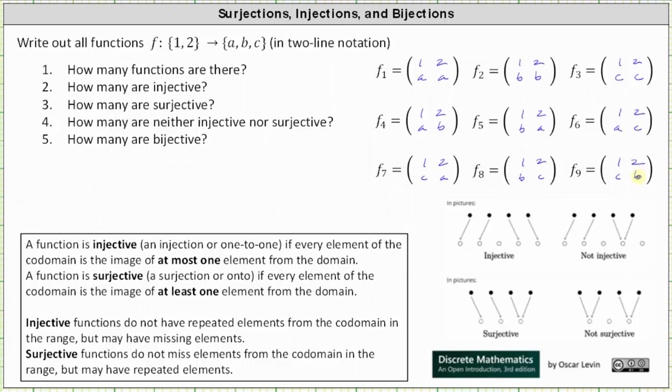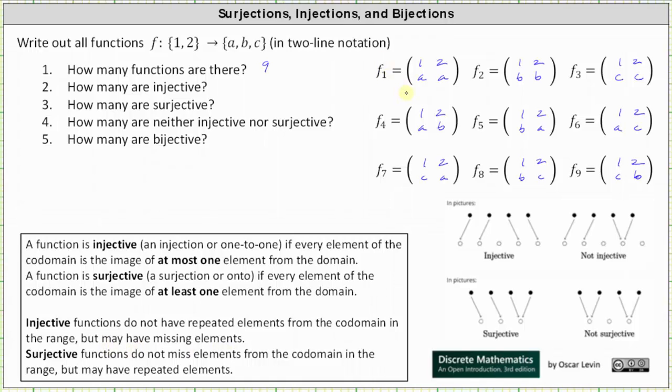So number 1, how many functions are there? Well, we can see there are 9. Number 2, how many are injective? A function is injective, or one-to-one, if every element of the codomain is an image of at most one element from the domain. Or we can say injective functions do not have repeated elements from the codomain in the range, but may have missing elements.